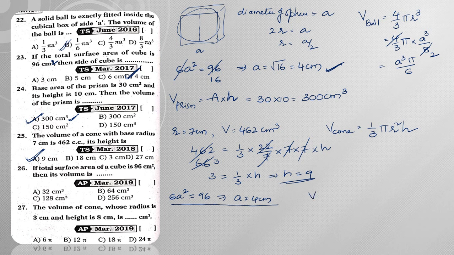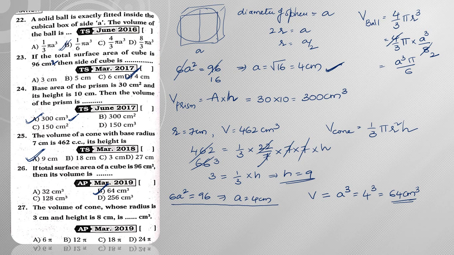So when a is equal to 4 centimeters, what is he asking? The volume. Volume is a cube, which is 4 cube. So 4 cube is 64 centimeter cube. Hence the answer is 64 centimeter cube.